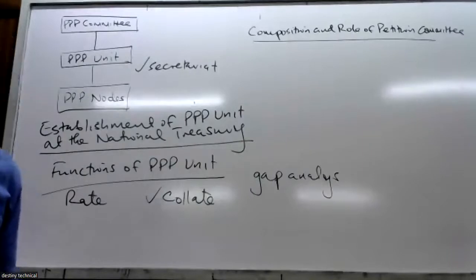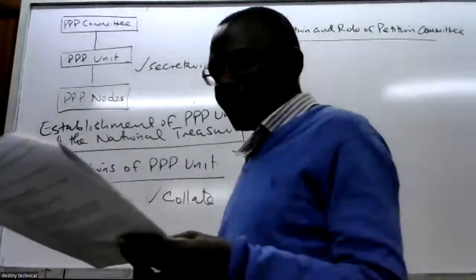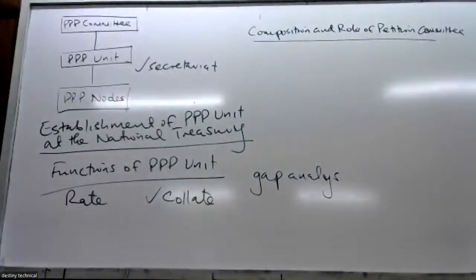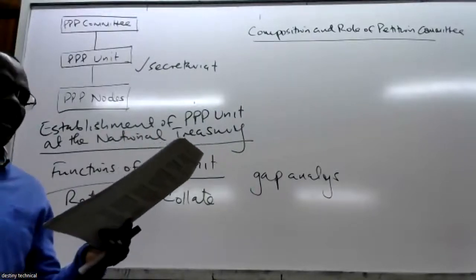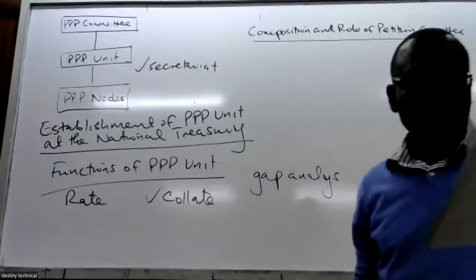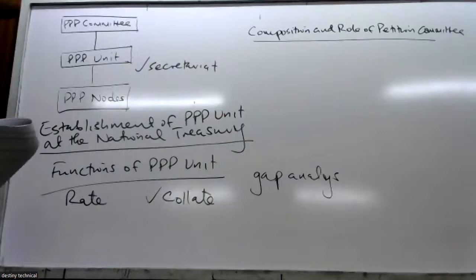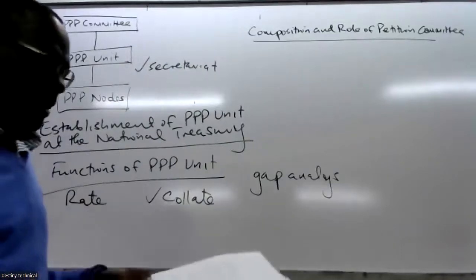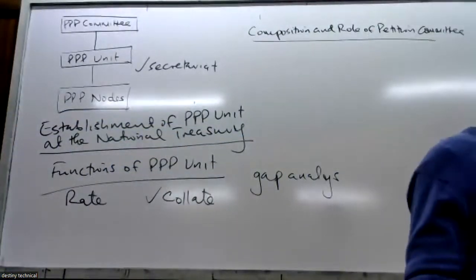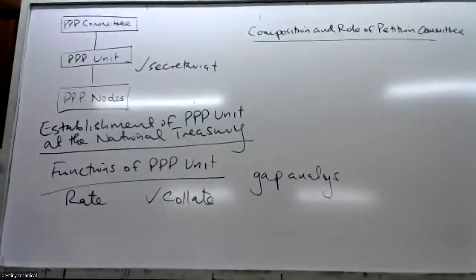B, four other persons with such knowledge and experience as the CS shall, in consultation with the PPP unit, consider appropriate; and C, the director of the PPP unit.